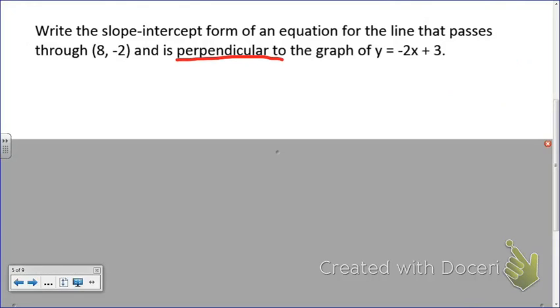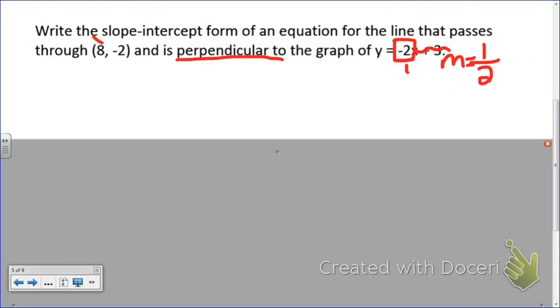Be careful on this because when I want perpendicular, I am going to look at my original slope. However, my new slope is not the same. I have to take my original slope, which would be -2 over 1. I have to flip it, which would be 1 over 2, and change the sign. So the new slope that I will plug into my equation is 1/2.